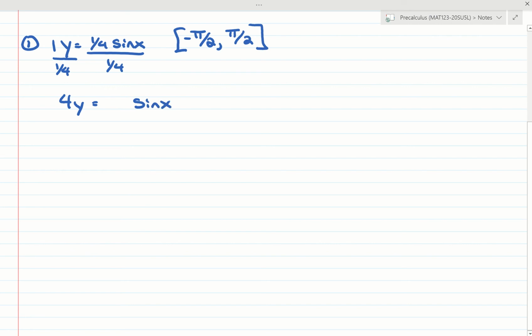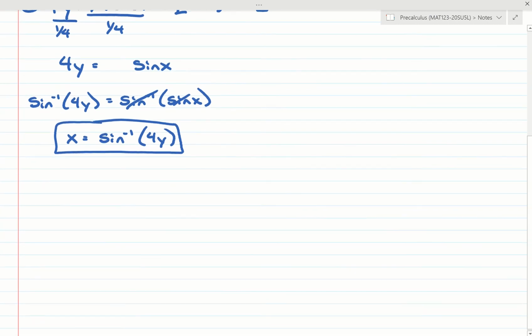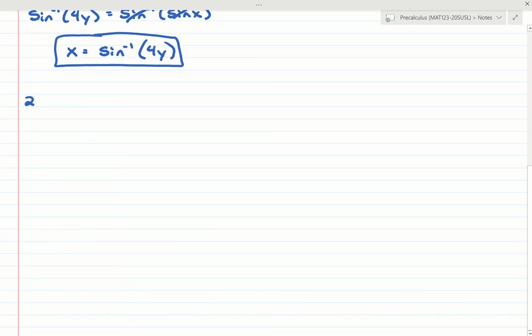And now if we want to get x by itself, we have to take the inverse sine of both sides. Taking the inverse sine gets rid of sine. They're inverses. Just like square rooting is the inverse of squaring, adding is the inverse of subtracting, inverse sine is the inverse of sine. So we just get our answer, x is equal to the inverse sine of 4y. That's all there is to it. I mean, this is like a pretty easy section. Let's move on to our second problem.